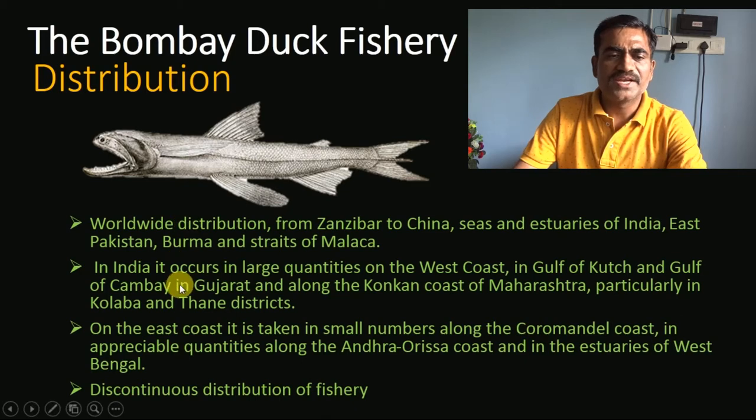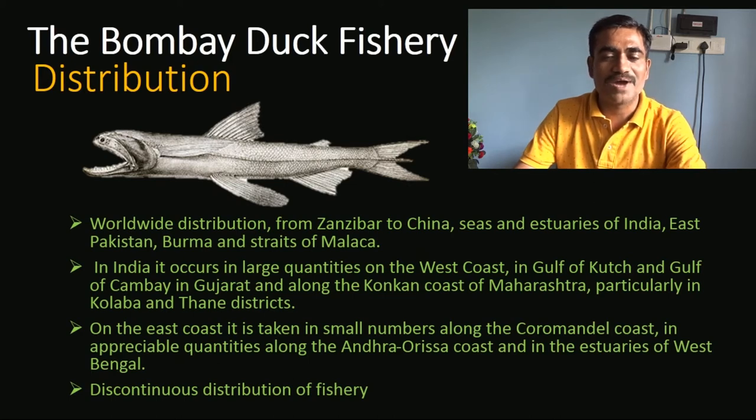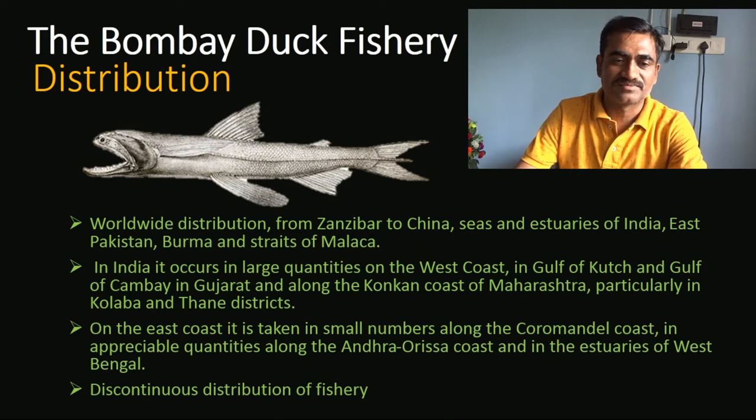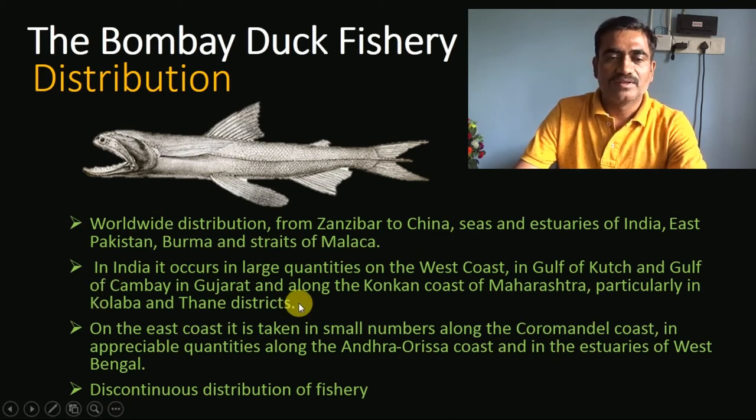In India, it occurs in large quantities on the west coast, in the Gulf of Kutch and Gulf of Cambay in Gujarat, and along the Konkan coast of Maharashtra, particularly in Kolaba and Thane districts. These are the distributions in India.